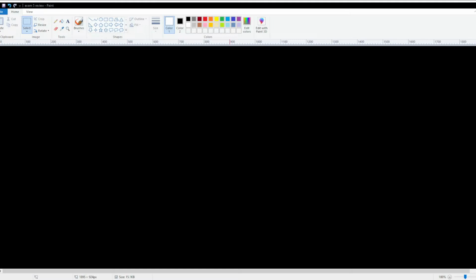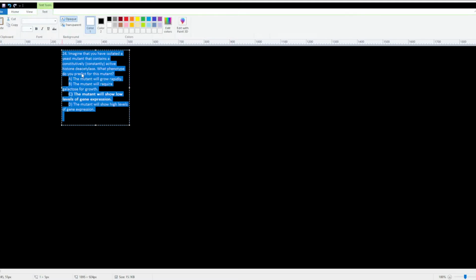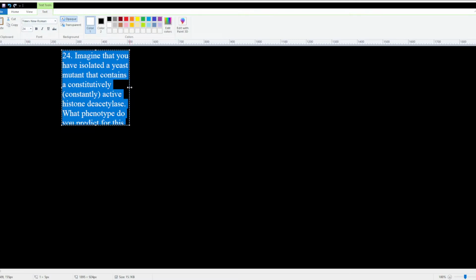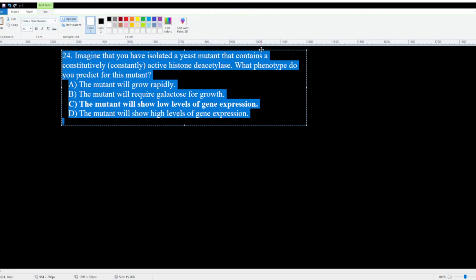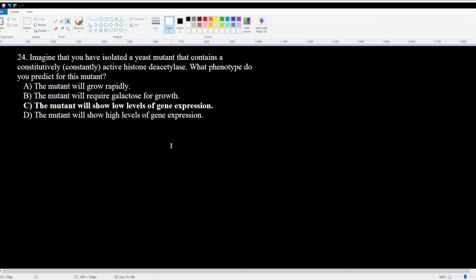So, number 24. Number 24 is saying, imagine that you have isolated a yeast mutant that contains a constantly active histone deacetylase. What phenotype do you predict from this mutant?